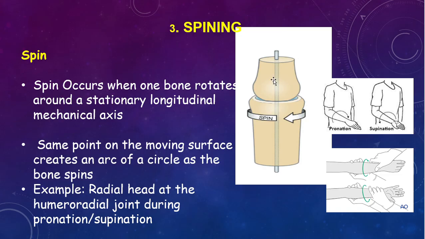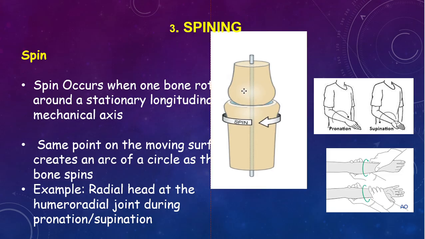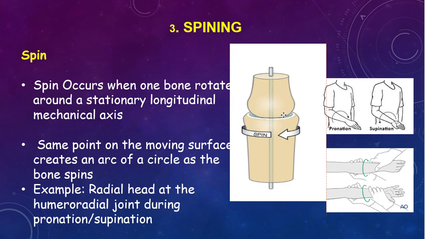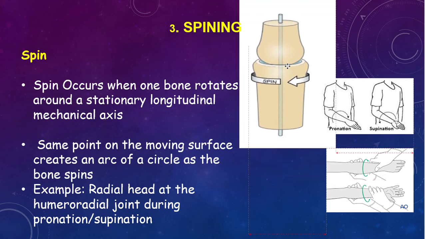Then we move to the third arthrokinematic movement, which is spinning. Now, if you just look at this diagram on my slide, you're going to see this spinning. You see two bones there, right? The top bone is the stable bone. It's not moving. The lower bone is the moving bone, and it's rotating about the longitudinal axis of the stable bone, and that defines spinning. Spinning takes place when the lower bone rotates about the longitudinal axis of the stable bone. Do you understand?